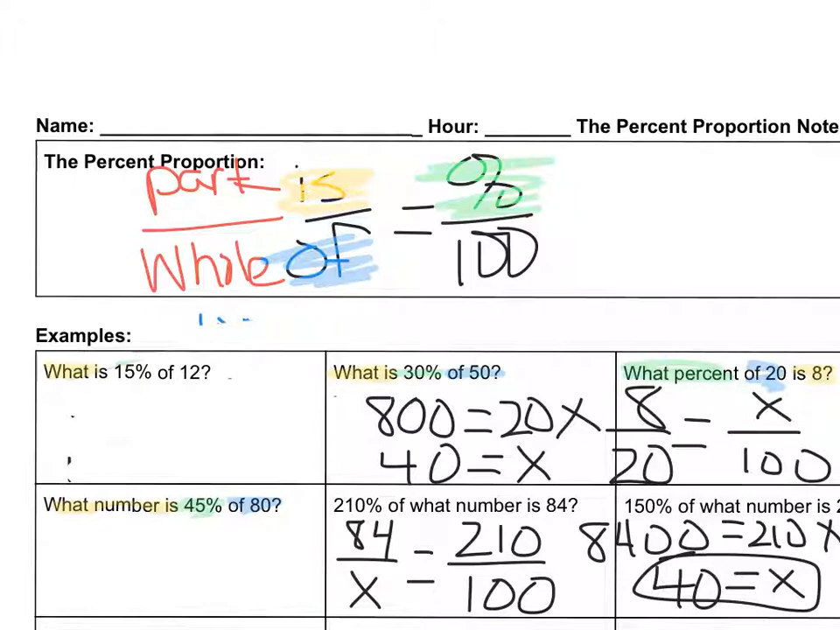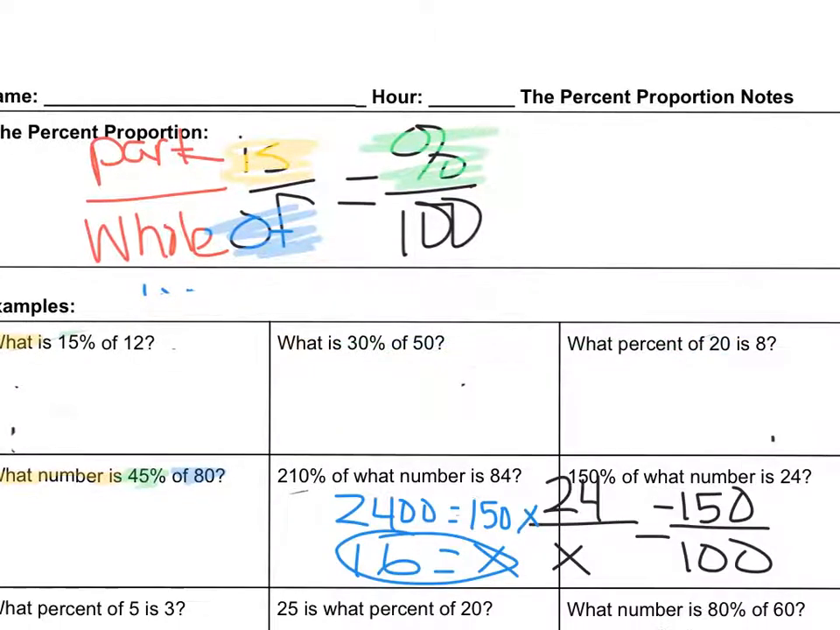All right, and we got x equals 40. So it is 210%. So it's all of that plus another doubled. It's doubled. Okay, let's go ahead and look at the 150% of what number. So that also tells us it's going to be bigger. Okay, so let's try that.